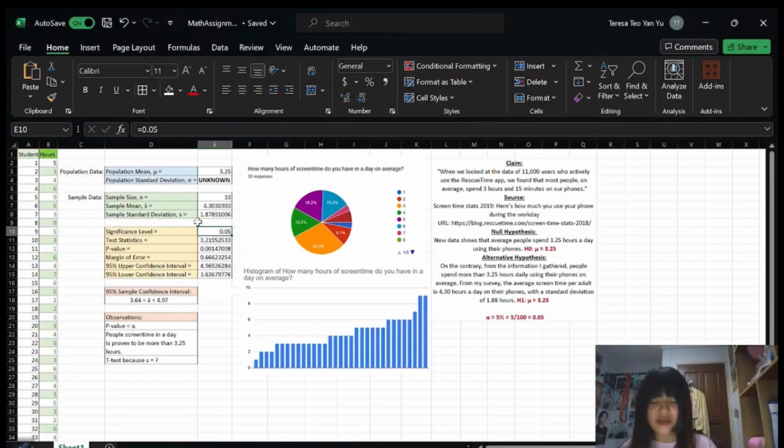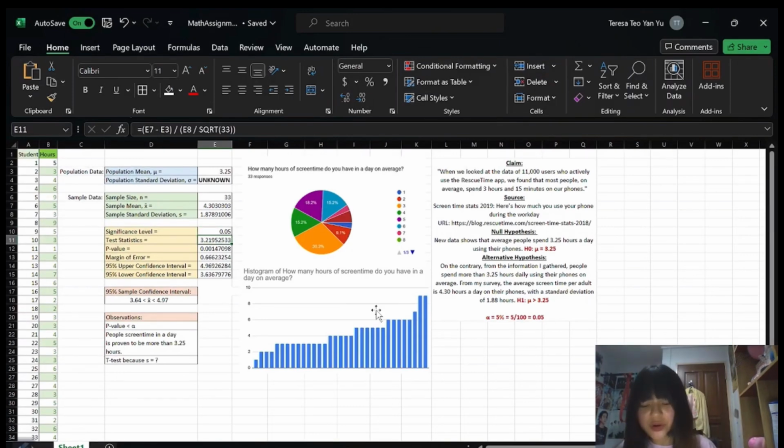The significance level is represented by the sign alpha and it means the predetermined standard for deciding how much evidence is needed to reject the null hypothesis. 0.05 is 5%, which tells us that there is a 5% risk of incorrectly rejecting the null hypothesis. 5% is chosen because it isn't too lenient nor too strict in deciding if the results are statistically significant.